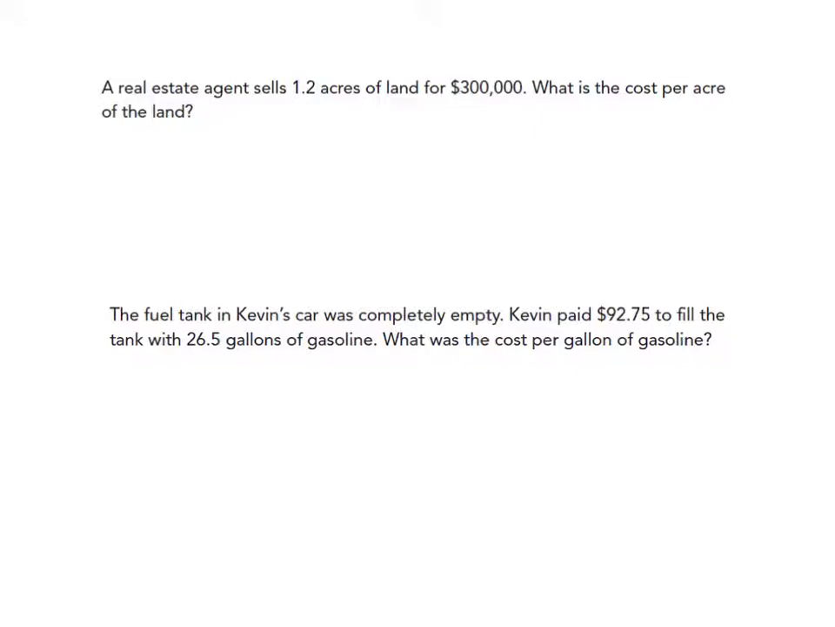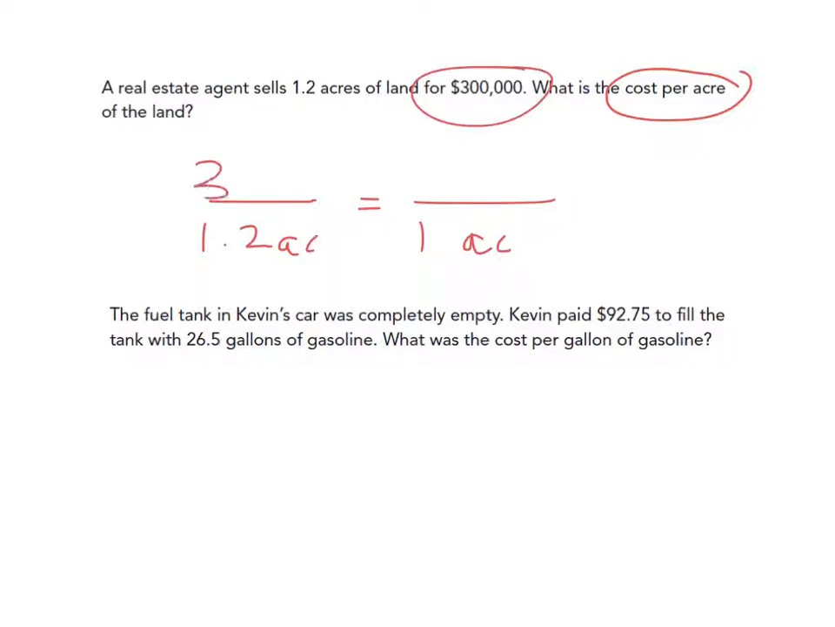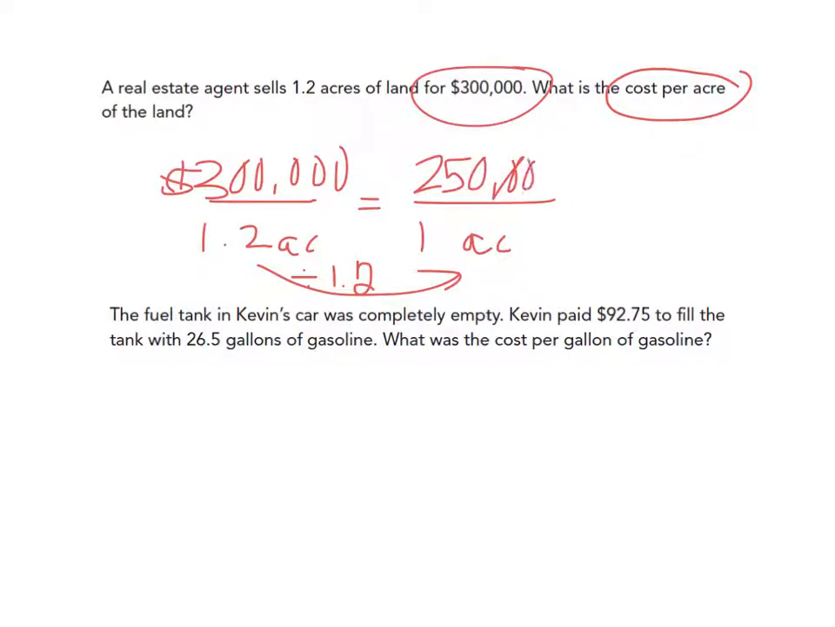For the first one, it says that the real estate agent sells 1.2 acres of land for $300,000. What's the cost per single acre? I'm trying to get it down to a single acre, but they gave me 1.2 acres. They tell me that 1.2 acres is $300,000, so I'm comparing dollars to acres. If I divide this by 1.2 to get it down to a single acre, and do the same to the top, I get $250,000 per acre. My calculator helped me out here, but I clearly showed all my steps.